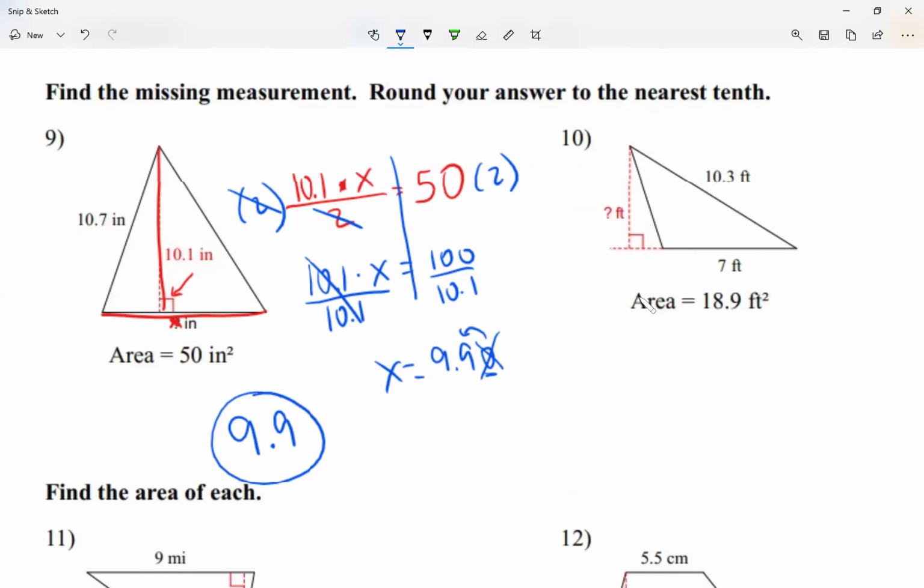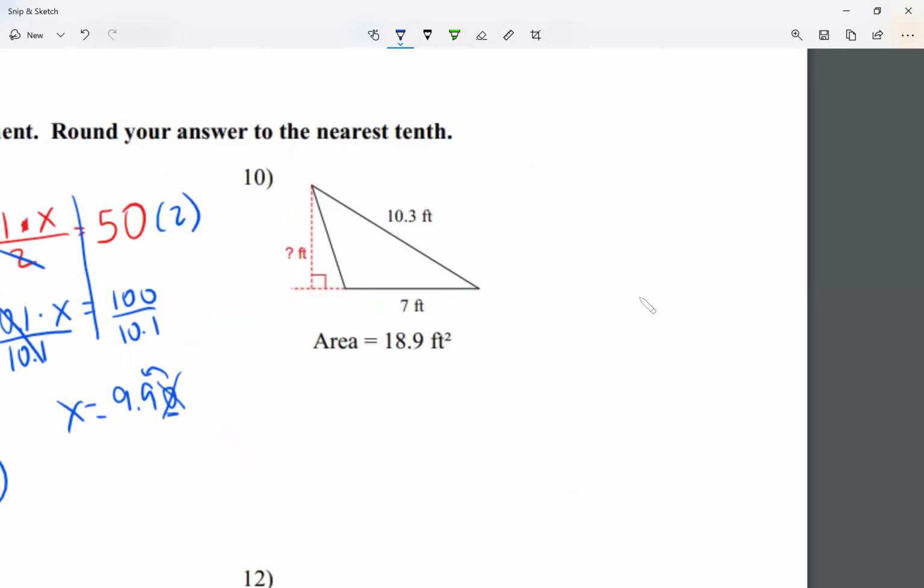All right, let's take a look at question number 10. Where's my 90-degree corner? It's right there. The measurements that make the 90-degree corner are 7 and this other measurement, which I don't know how big it is, which I'm calling x. So I'm just going to say 7 times x divided by 2. Don't forget to divide by 2. Okay, 7 times x divided by 2, right? With triangles, we divide by 2 because a triangle is half of a rectangle.